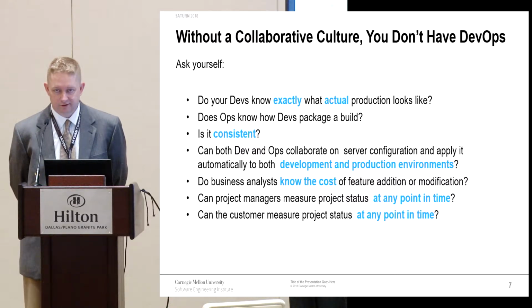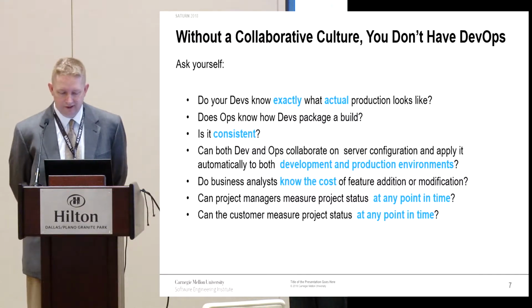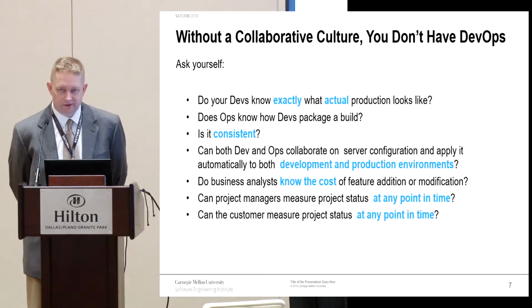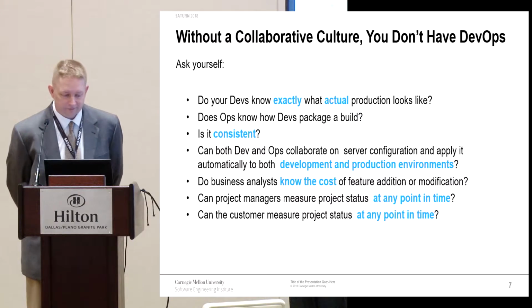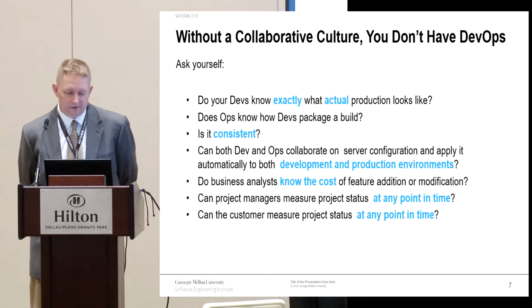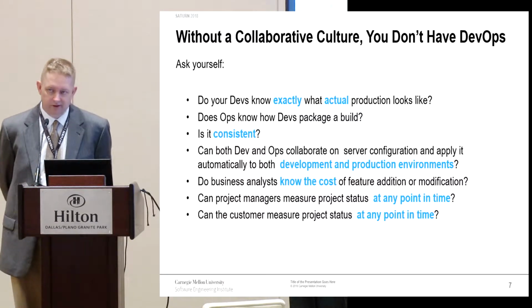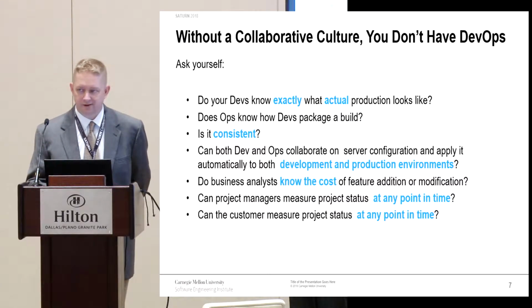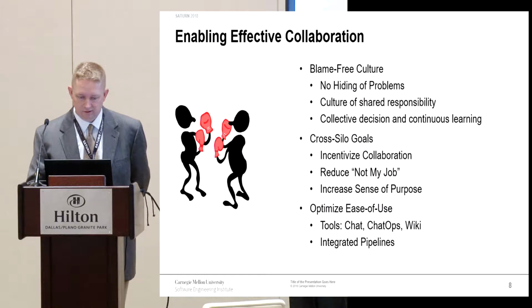And this is a big one for management usually, right? They want to know where the projects are at, how close we are to deployment, whether we're having problems and whatnot. So they need a way to have that level of transparency while work is getting done. Can the customer measure project status at any point in time? Same thing with the project managers. Customers need that same level of information usually.